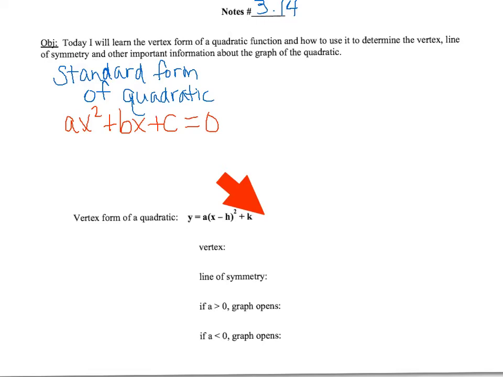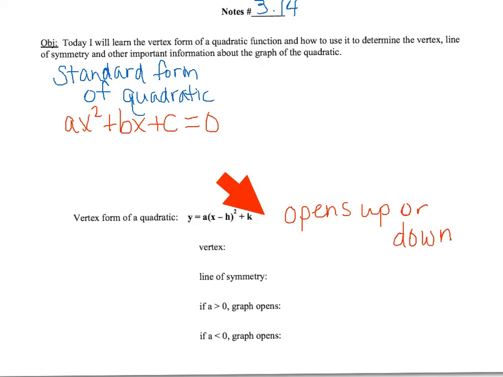Now, the vertex form of a quadratic tells you a lot of information. It can tell you whether or not the equation opens up or down. Now, I said equation, but what I meant was the graph. It tells you whether or not the quadratic is either opening up or down.